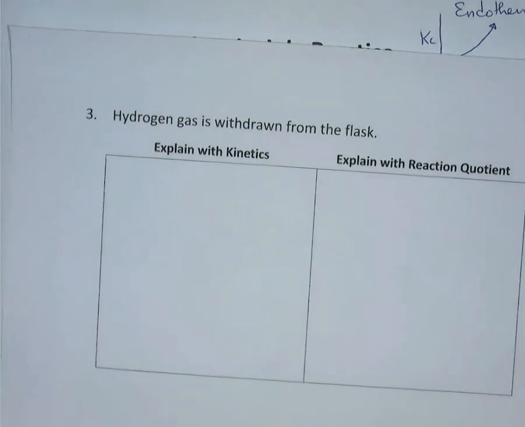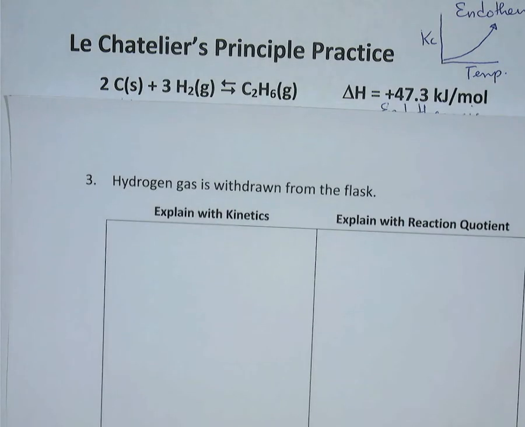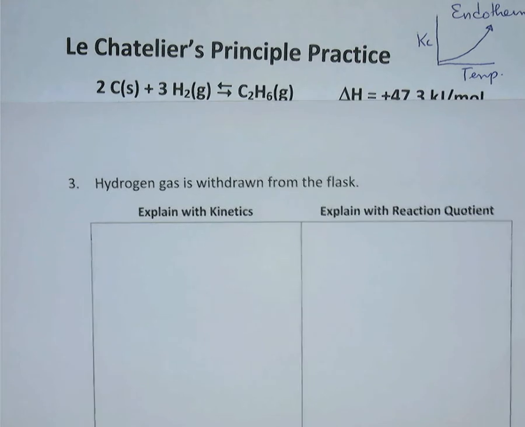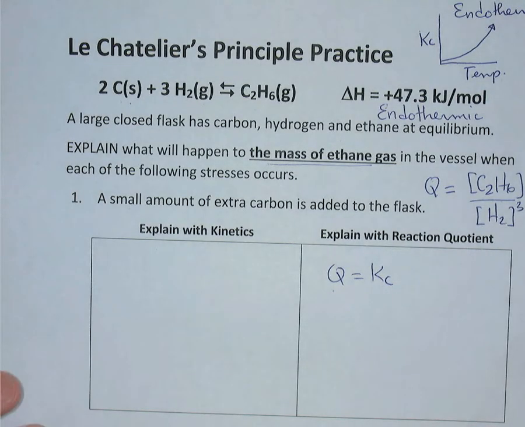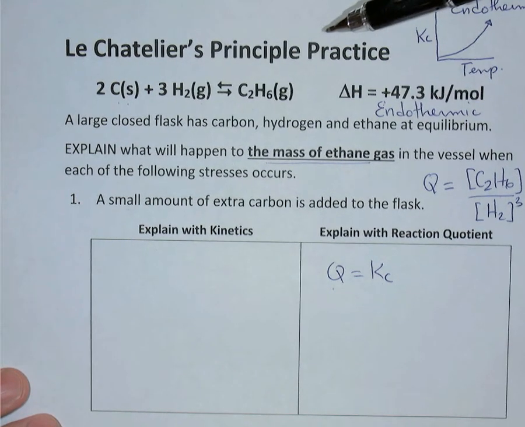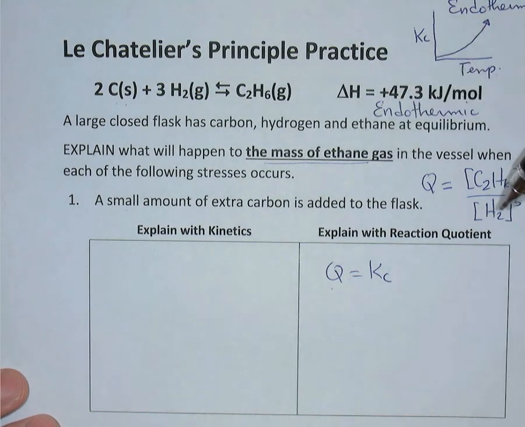All right, the third stress, let's withdraw hydrogen gas from the flask. Okay, so take out some hydrogen gas from this flask. Pause the video and see if you can predict the effect on the ethane.